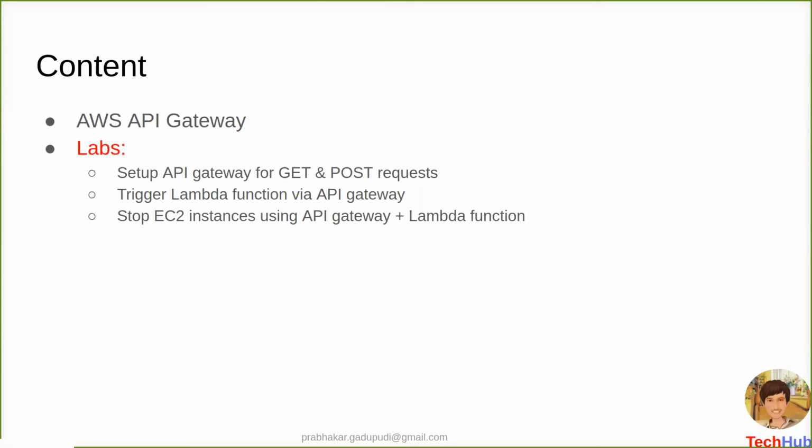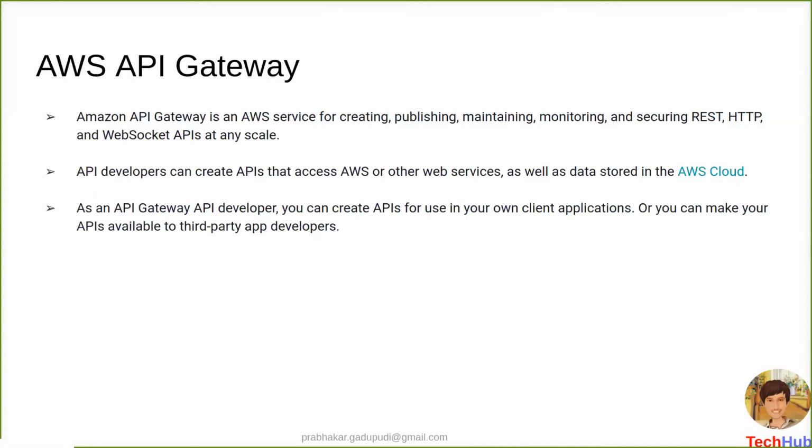And in the lab, I'm going to create an API Gateway for GET and POST requests, and I will trigger a Lambda function via the gateway, so that whenever you access the API created in API Gateway, I'm going to stop EC2 instances using this API Gateway. Let's go to AWS API Gateway. So exactly what is that?